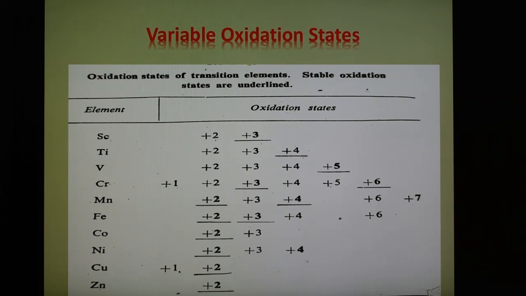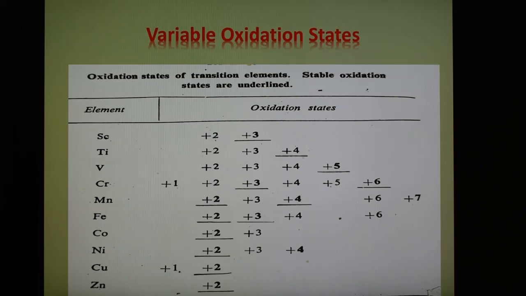When they lose electrons, they have a positive charge. When they gain electrons, they have a negative charge. Therefore, the oxidation state may be positive or negative. Now, the first transition series elements show variable oxidation states. Variable means one element can show different oxidation states.